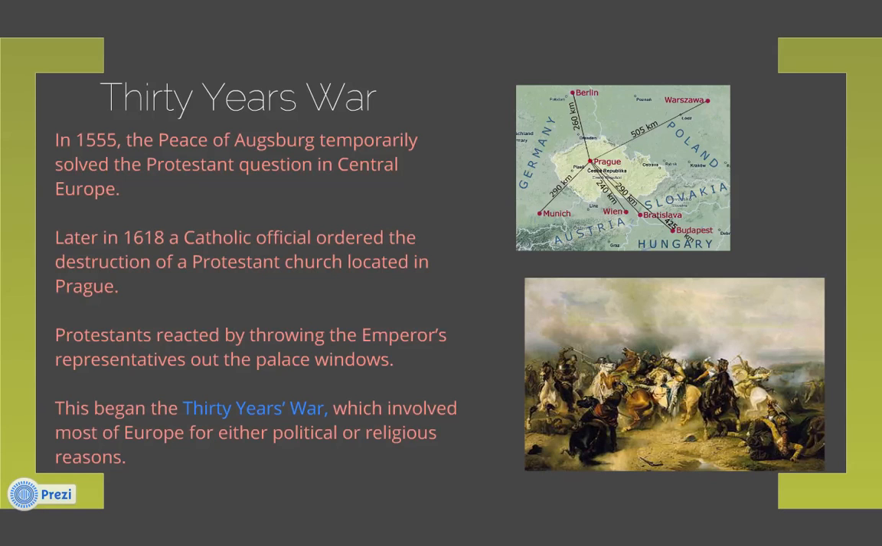Now, in 1618, things are going to get real. What's going to happen is that Catholic officials are going to decide that they want to destroy a Protestant church located in Prague, which is in between Germany and Poland, if you look at this map over here, near Austria. So it's kind of in the middle of everything. Now, if you remember, the Peace of Augsburg deals with German princes. So if Prague is an area that's been decided to be Protestant, the Catholic officials should not be tearing down that church. So what the Protestants are going to do is react by throwing the emperor's representatives out the palace windows.